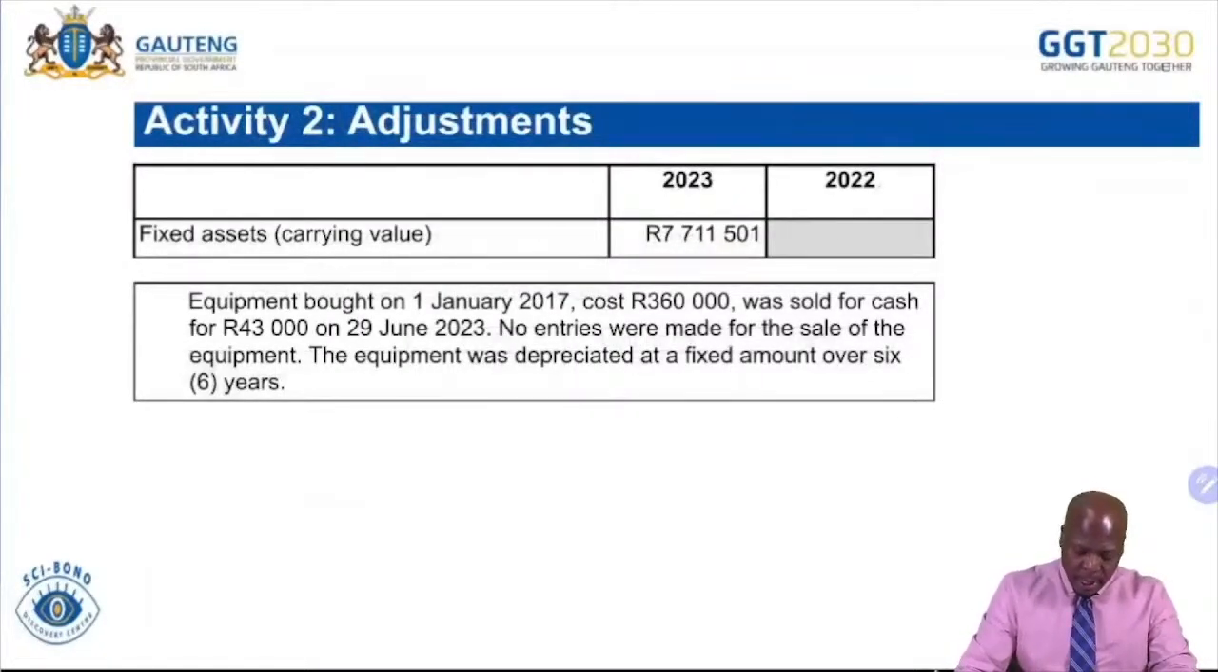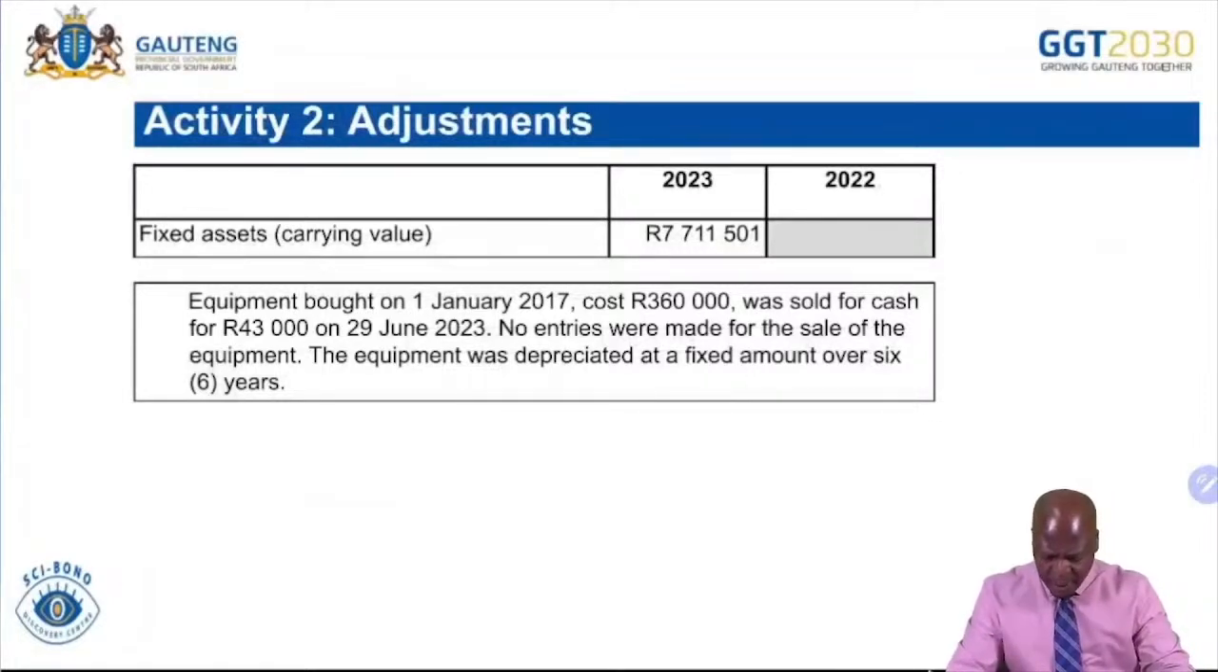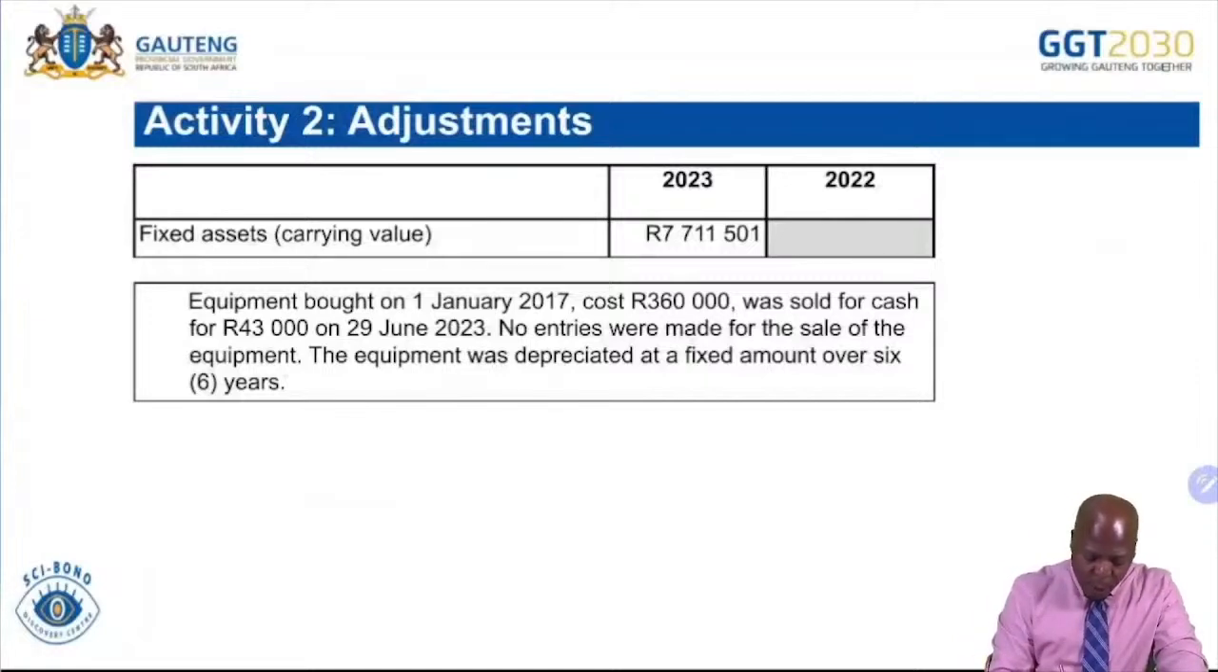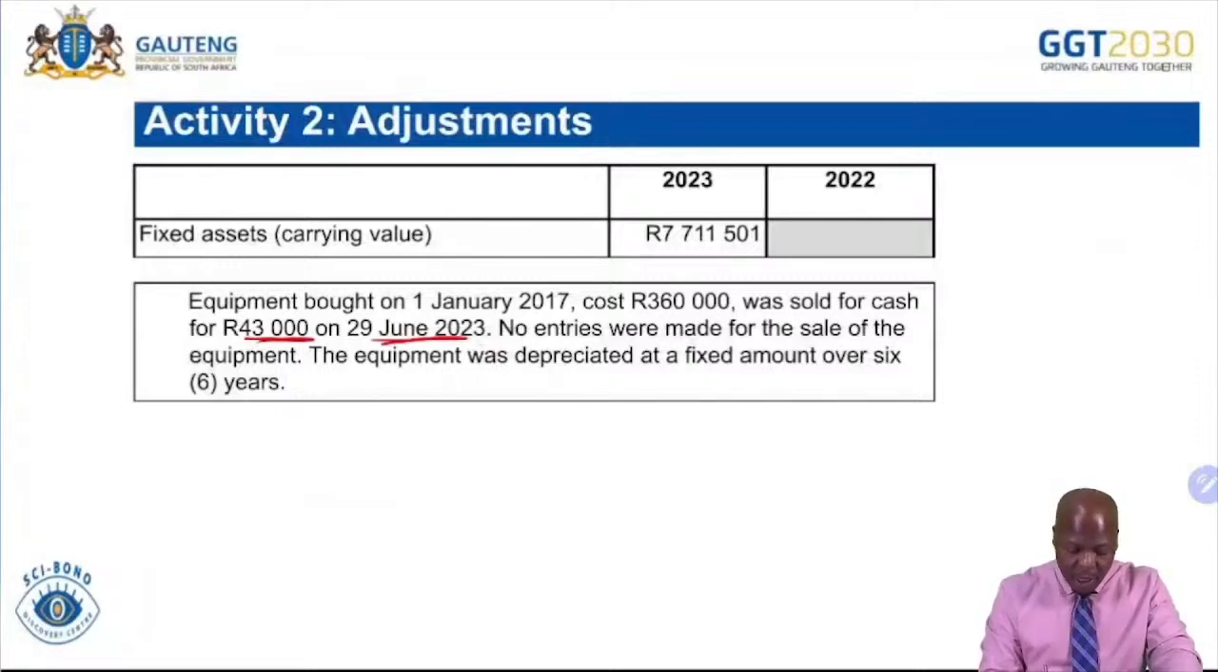Adjustment number 2 reads, equipment bought on the 1st of January 2017 cost 360,000, was sold for cash for 43,000. So we've sold some equipment here for 43,000 on 29 June. Dates are very, very important. And then no entries were made for the sale of the equipment. The equipment was depreciated at a fixed amount over 6 years.